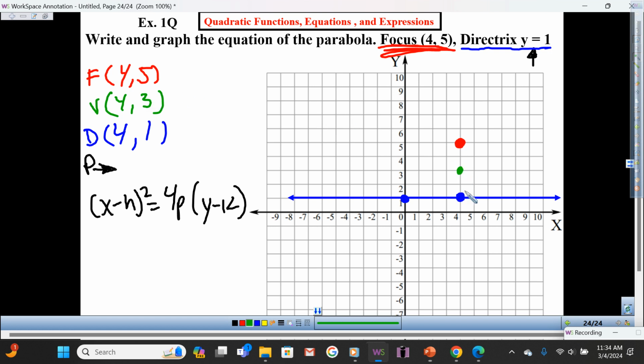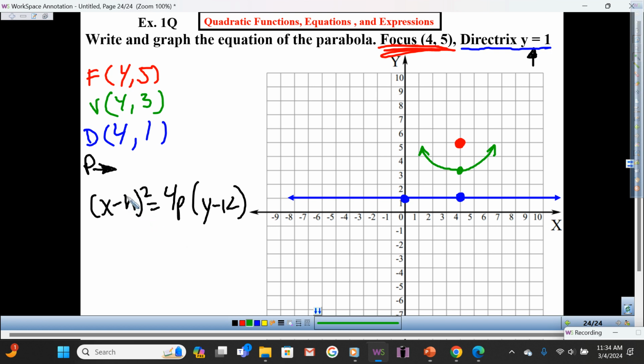So, tell your neighbor where that parabola is going to open up towards. Where is it going to open up towards? Show them with your hand. How is it going to look? Yes, all right, so there it is. That is correct. Next.